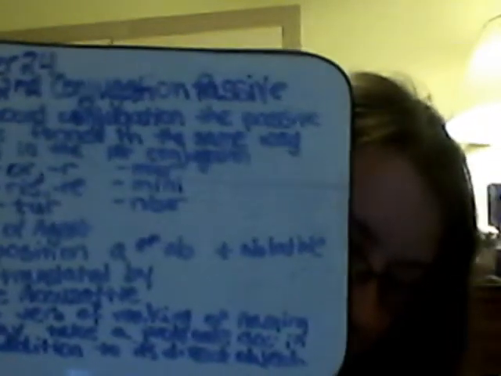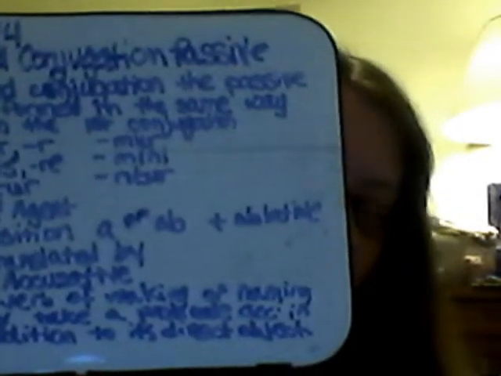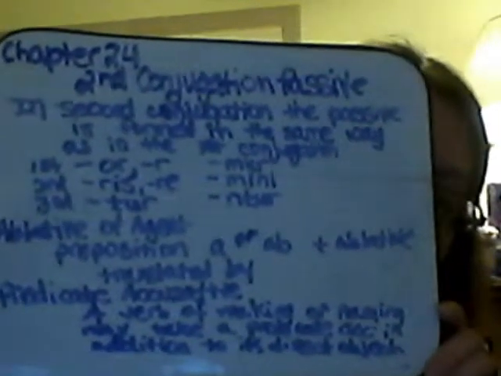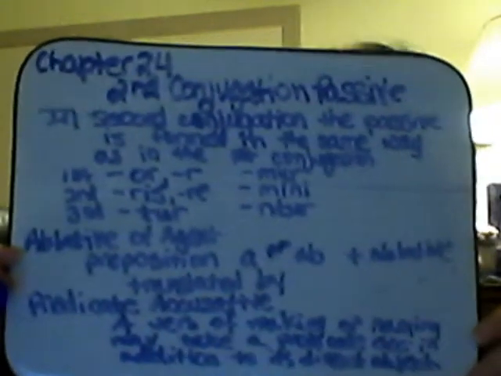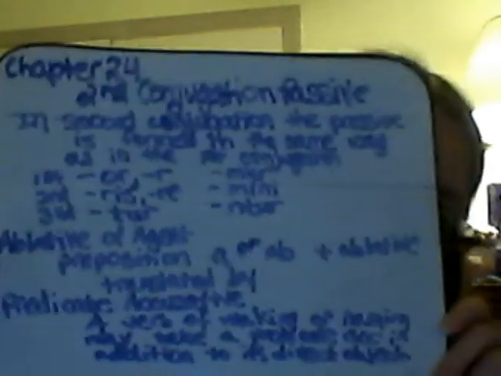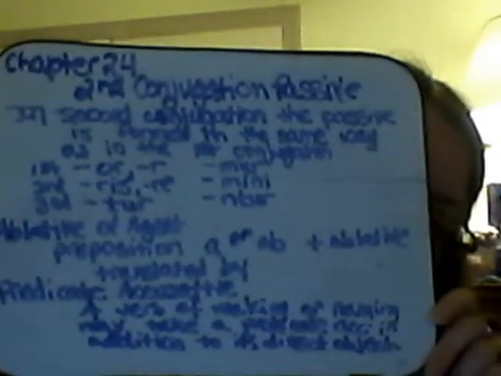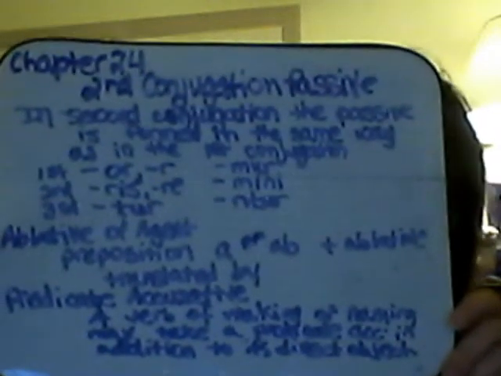Another example is puer bonus a patre laudatus est. The good boy was praised by his father. It's not an example with ab, but it is another example. And predicate accusative, making or naming, it can take another accusative, and it's called a predicate accusative.